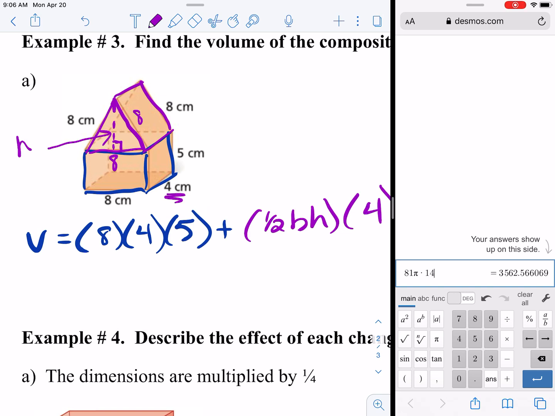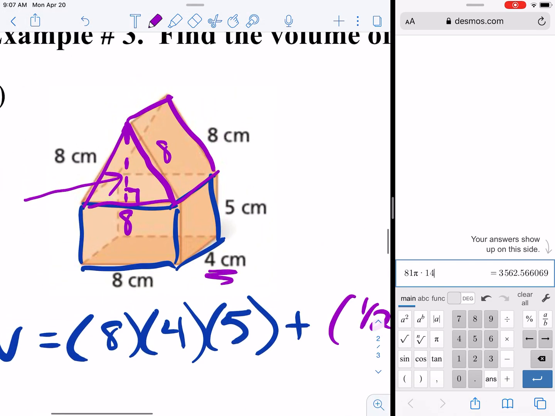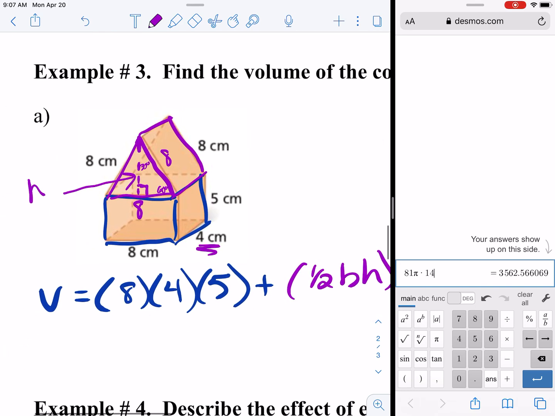where this forms a 30, 60, 90. Sorry, let me write a little bit smaller here so you guys can see that. This forms a 30, 60, 90 special right triangle, which means this length down here would be 4, and then the length of the height would be 4 times the square root of 3. If you remember the properties in a 30, 60, 90 triangle, the side opposite of 30 is half the hypotenuse. The side opposite of 60 is that short leg times root 3.